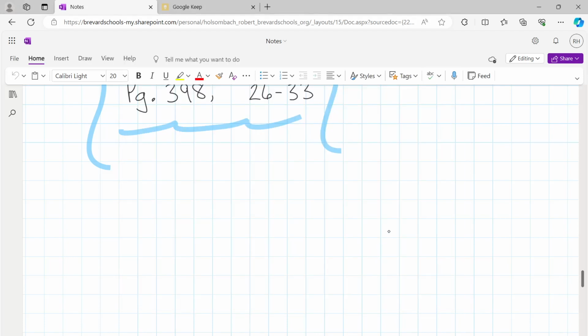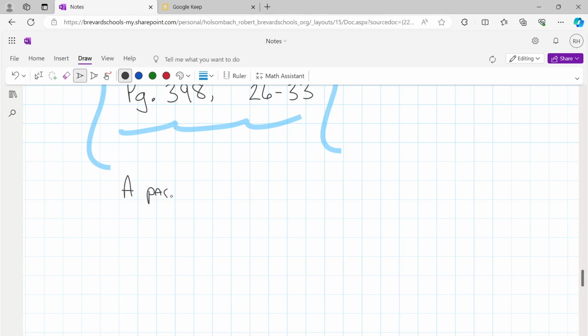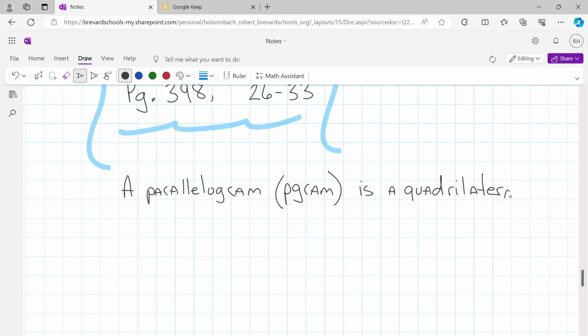All right, on page 403 today, we are going to talk about parallelograms. And a parallelogram, moving forward, we'll just call it a p-gram, is a quadrilateral with both pairs of opposite sides parallel.